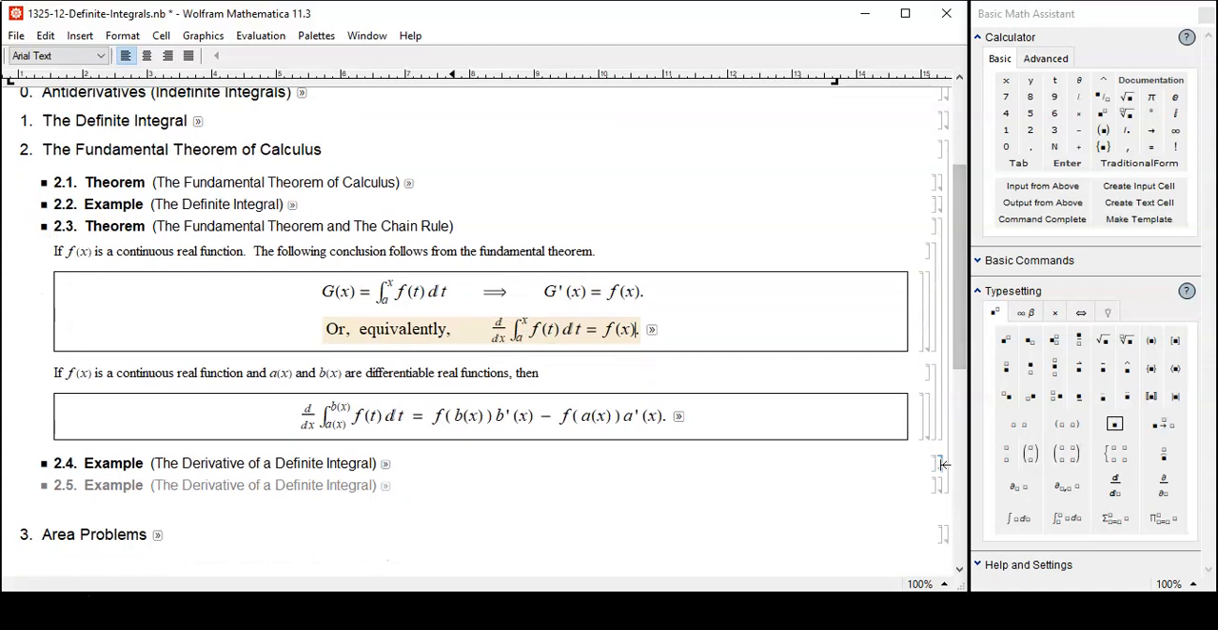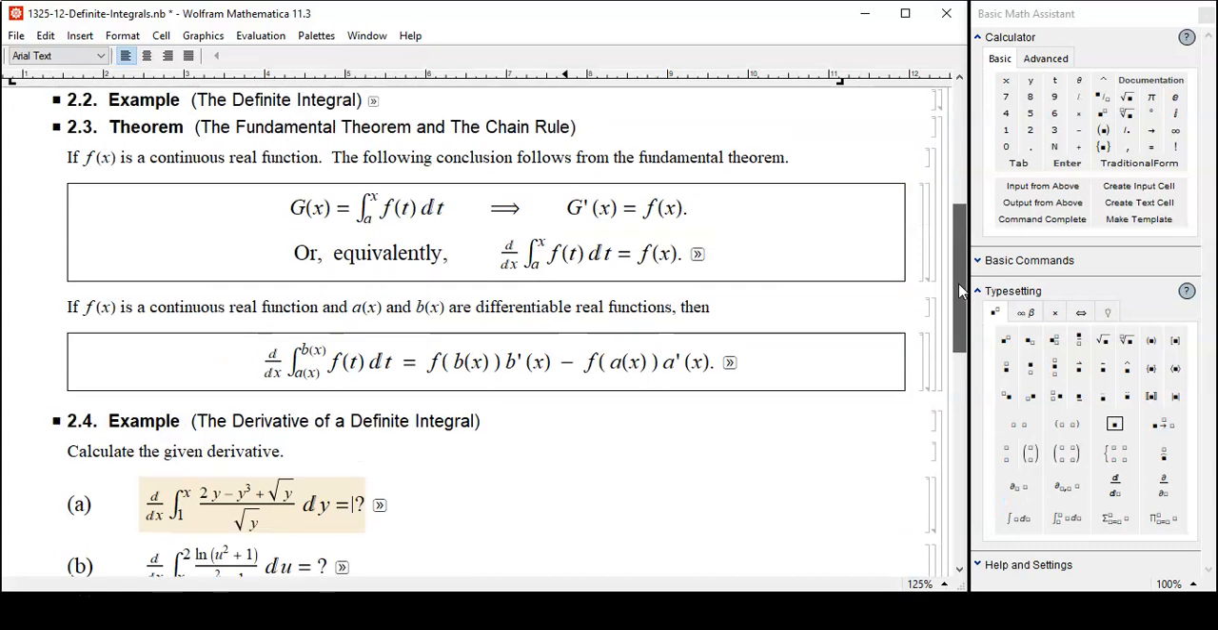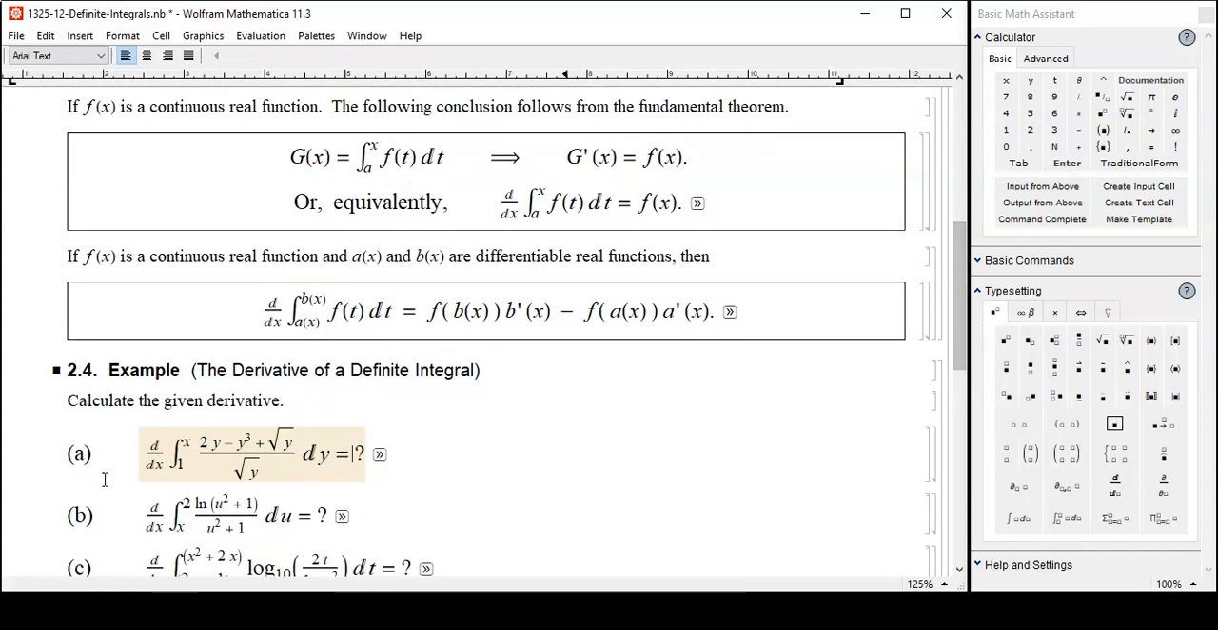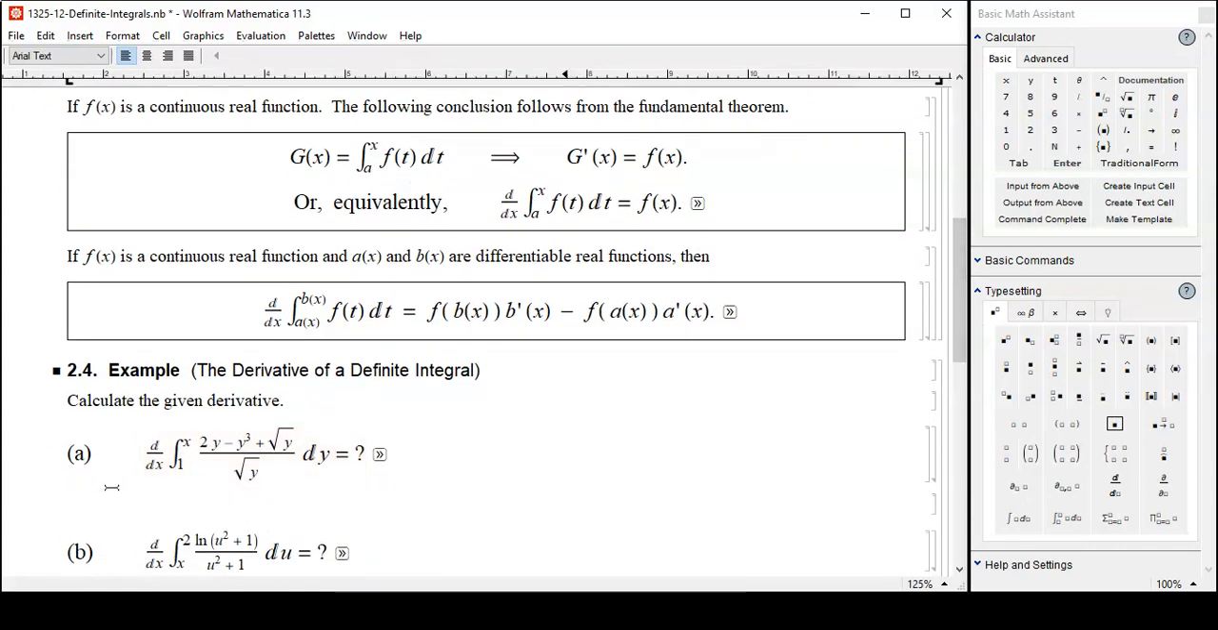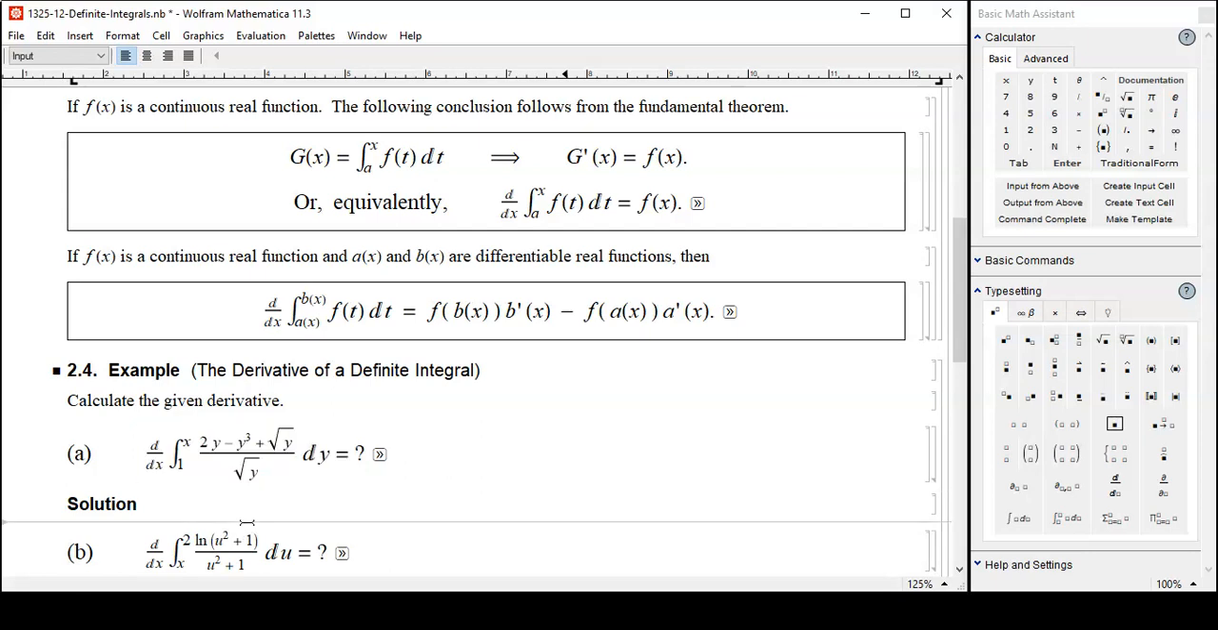Let's go through with an example problem. Here's a typical example problem here. Let's see. A little bit bigger font will be helpful, I guess. We have denominators and powers and stuff. Okay, we want to find out the derivative of the integral.